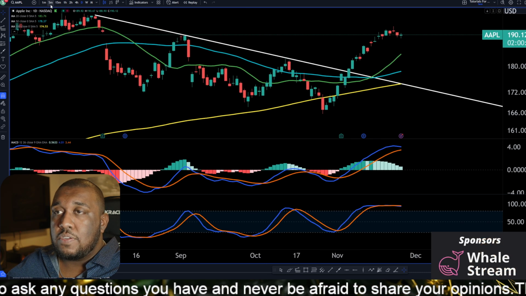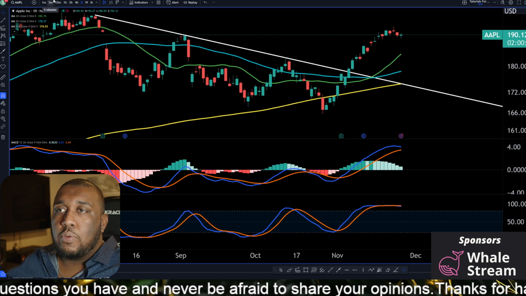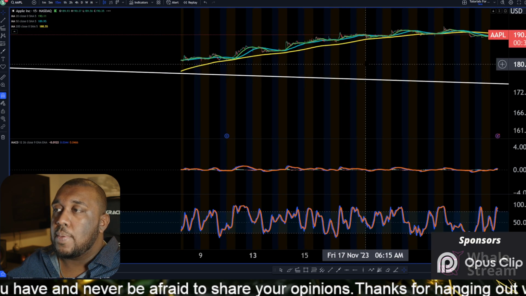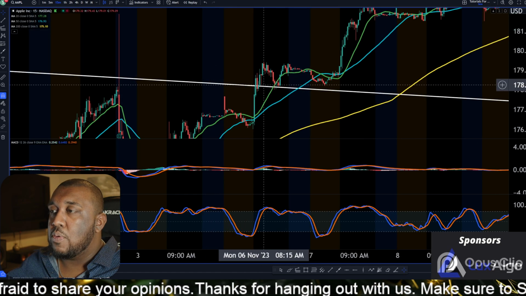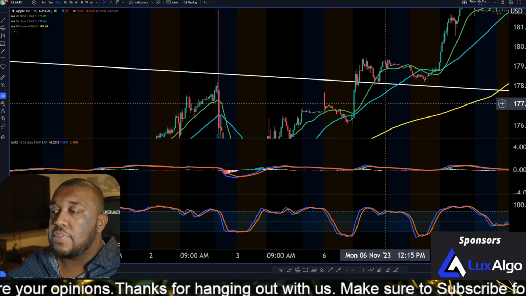Not everybody is going to fine tune it. That's fine, but it will help you guys out a little bit more. So if we go back in time here, maybe we'll have a cleaner breakout. And there you go. Here's the clean breakout where we managed to close above on the 15-minute chart.